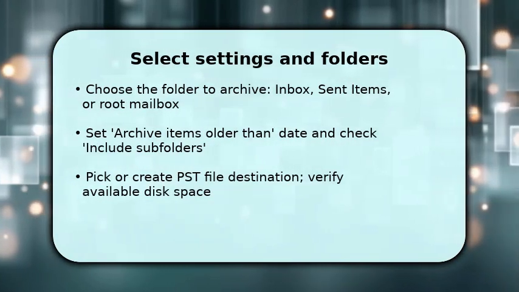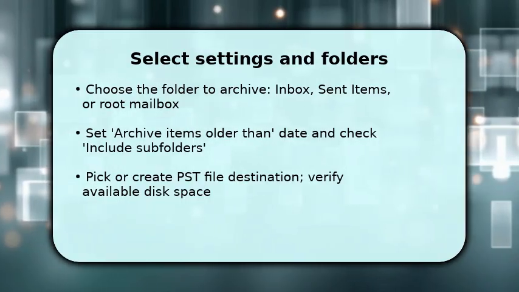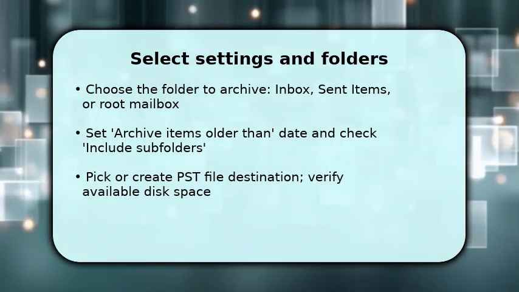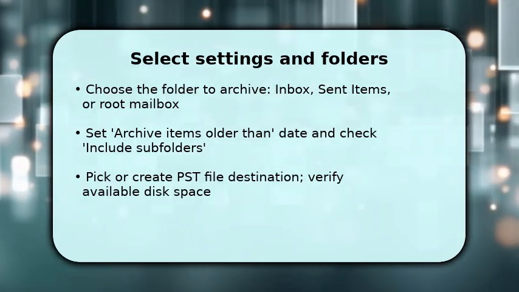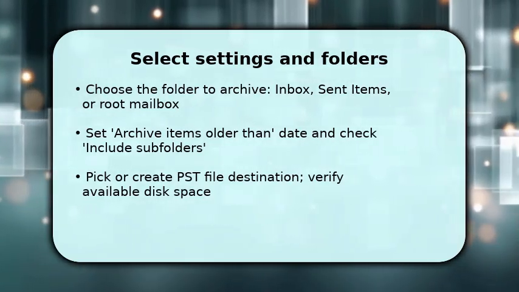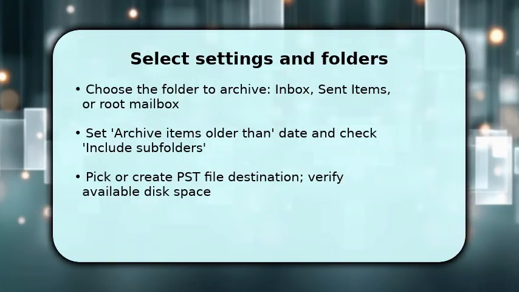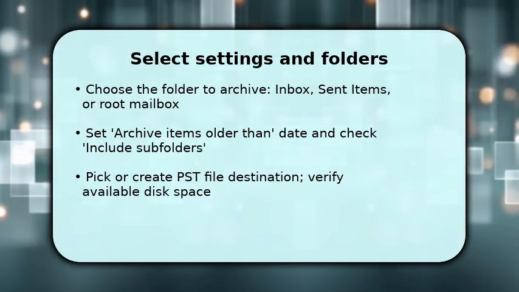In the Archive dialog, choose the folder, enable Include subfolders when needed, and set the archive items older than date to match your retention policy. Then click Browse to select or create the target PSD file, make sure there's ample disk space, and that the path is accessible. Once you confirm settings, press OK to begin archiving. Outlook will move items to the PSD.